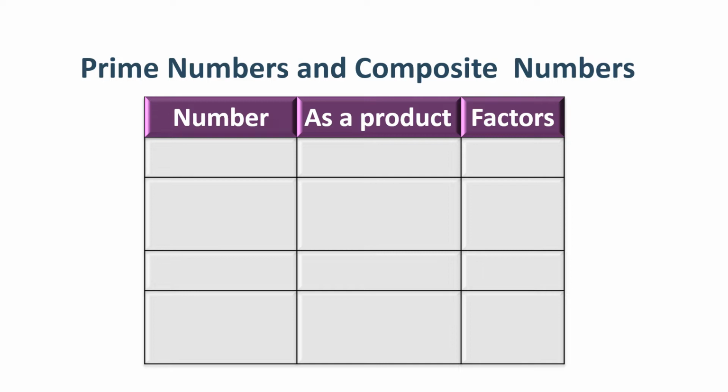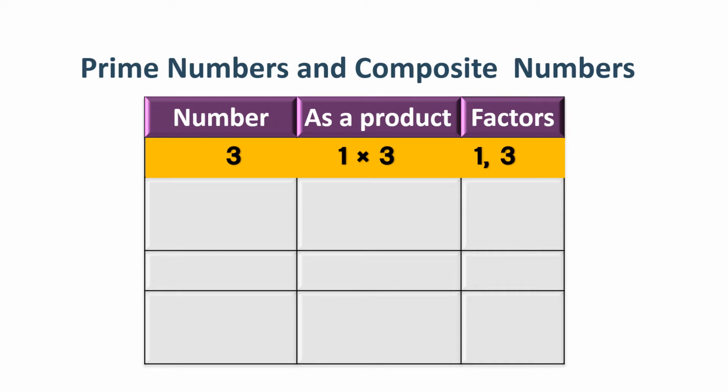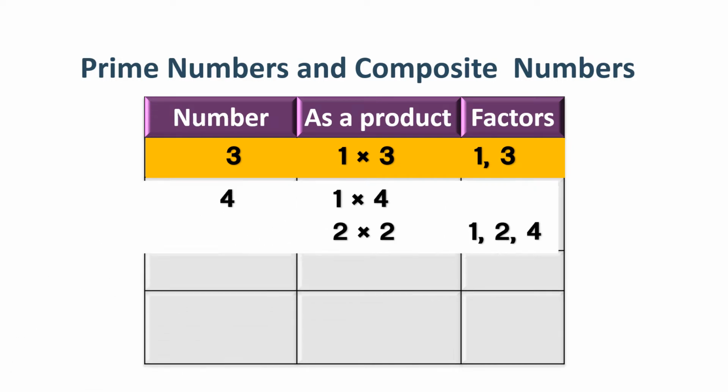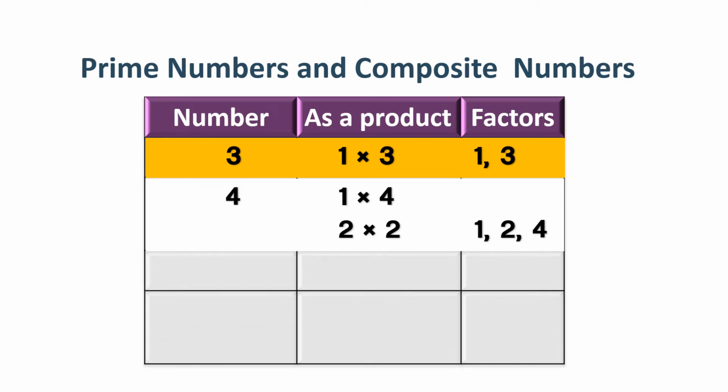First of all, we'll learn about prime numbers and composite numbers. For that, I'm going to take some numbers. First one is 3. You can write 3 as a product of 1 into 3. So the factors of 3 are 1 and 3. Then let's get 4. You can write 4 as 1 multiplied by 4 or else 2 multiplied by 2. Therefore, there are 3 factors for 4. Those are 1, 2 and 4.